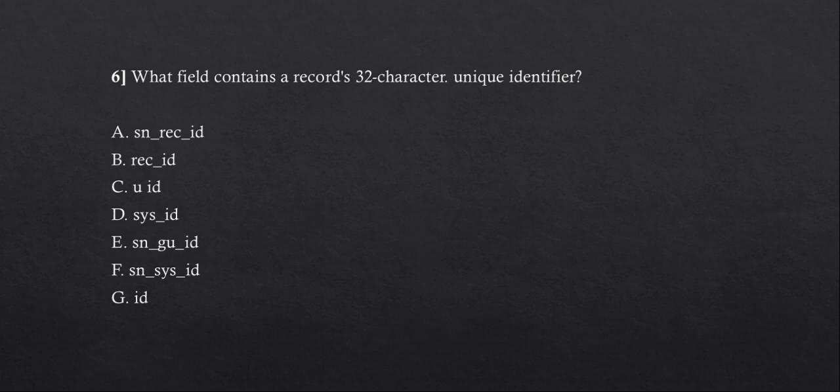Next question. 6. What field contains a record's 32-character unique identifier? A. SN_rec_ID. B. rec_ID. C. UID. D. SYS_ID. E. SN_GU_ID. F. SN_SYS_ID. G. ID. Answer: D.